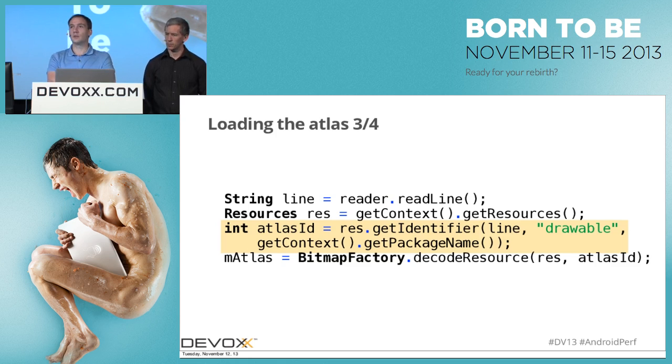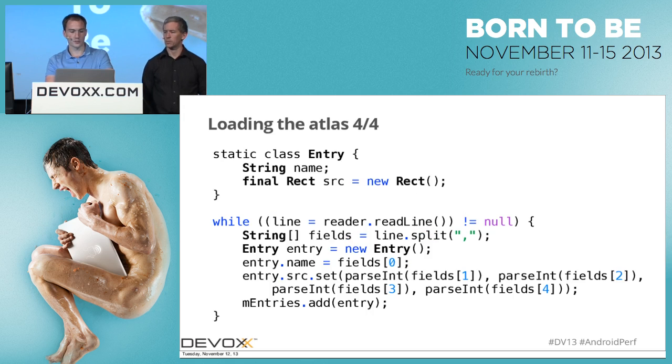And then we can pass that to the bitmap factory, and we get a bitmap that contains all of our photos. Then I have a very simple data structure to hold all the different entries in the atlas. So we have a name that I'm not using, and a source rectangle. So we're going to store the coordinates of every individual entry in the atlas. So then all we have to do is read the text file line by line, and find all the different parts of the entries. I'm just splitting on the comma character and doing a bunch of parsing of ints. So it's very simple, very easy.